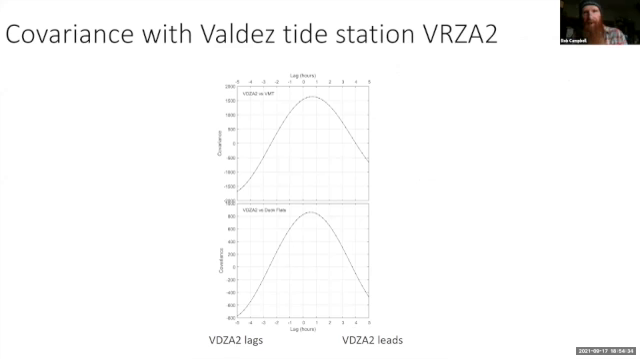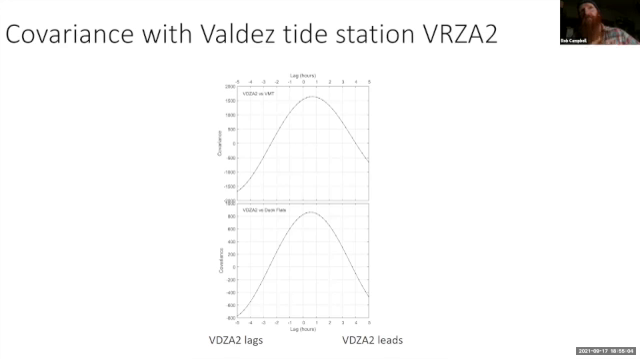I did compare the timing of the currents with the tides at the Valdez tide station, just to give an idea of how things are different between the buoy locations and what's happening with the tides. And I did that with a covariance. It's sort of like a correlation. You're just looking at if one quantity is changing, is the other quantity changing the same? Is it changing in the same direction? And then you look at it at different lags.